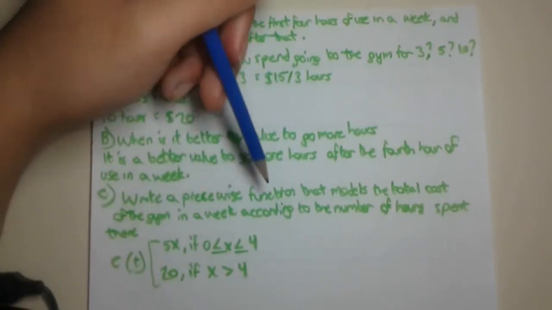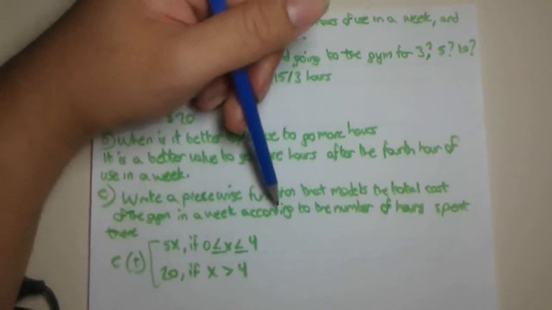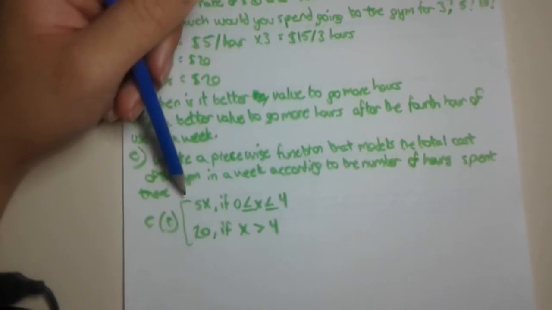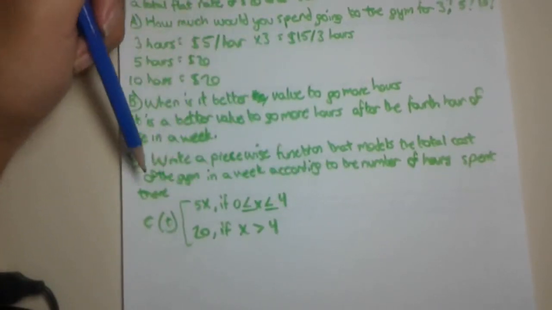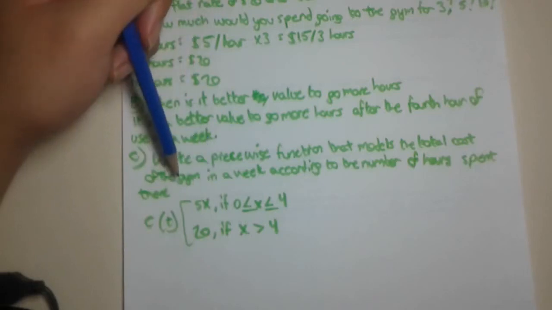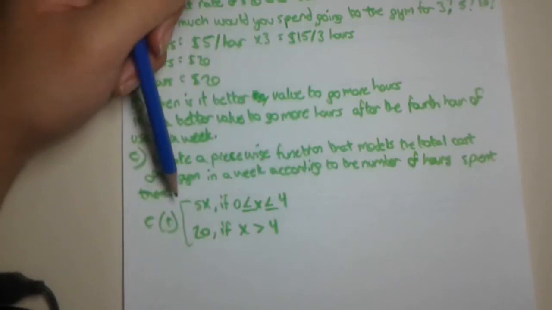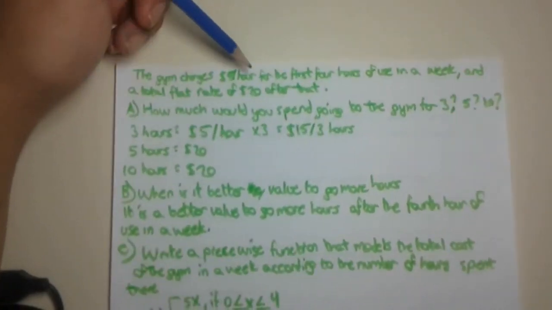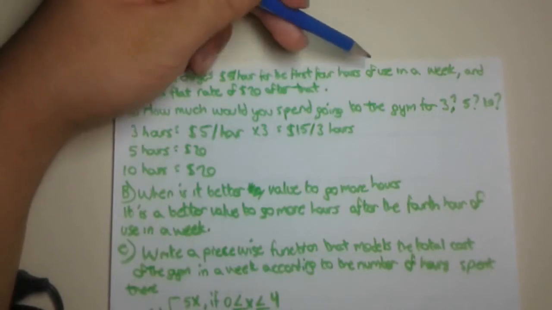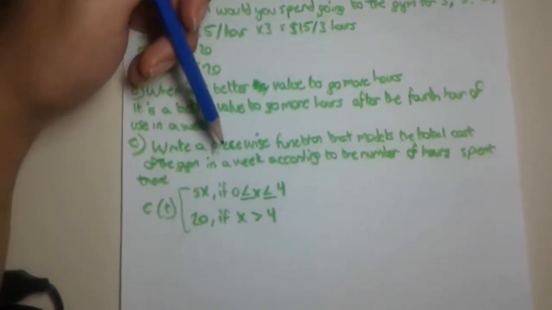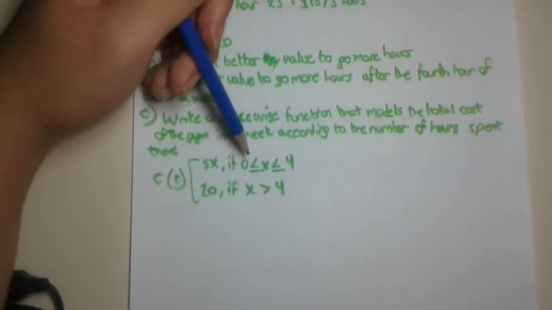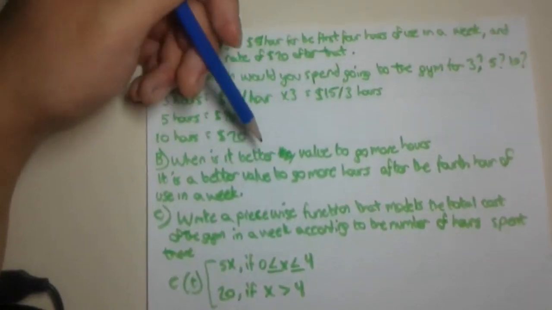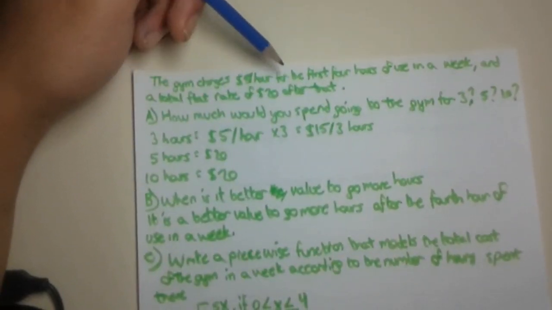Alright, write a piecewise function that models the total cost of the gym in a week according to the number of hours spent there. Alright, this models the amount of money that you have to pay. Remember, for the first 4 hours of use in a week we have to pay $5 per hour. So we put 5x, if 0 is less than x is less than 4, that is the same thing as a rule.